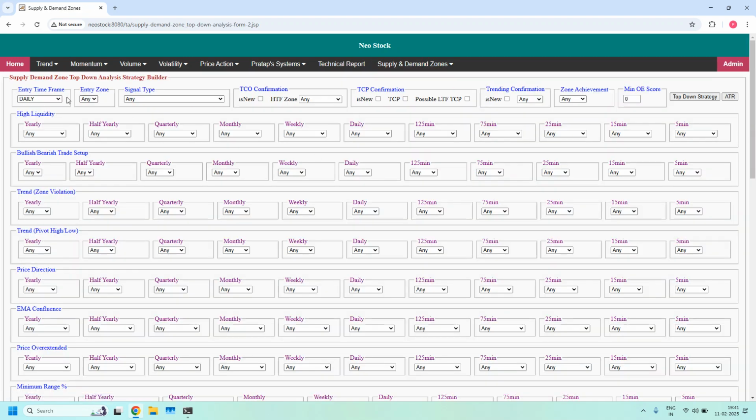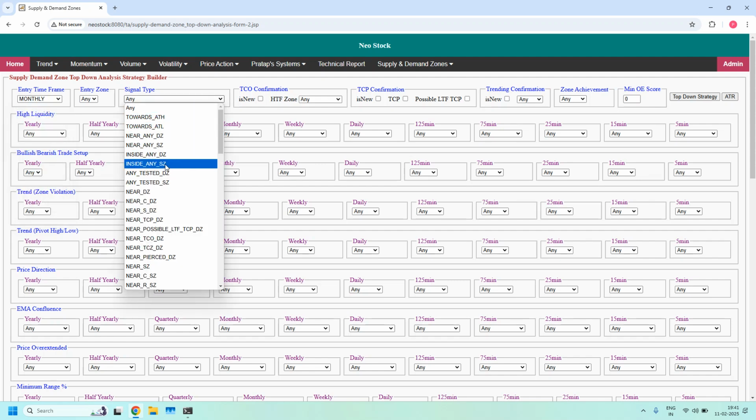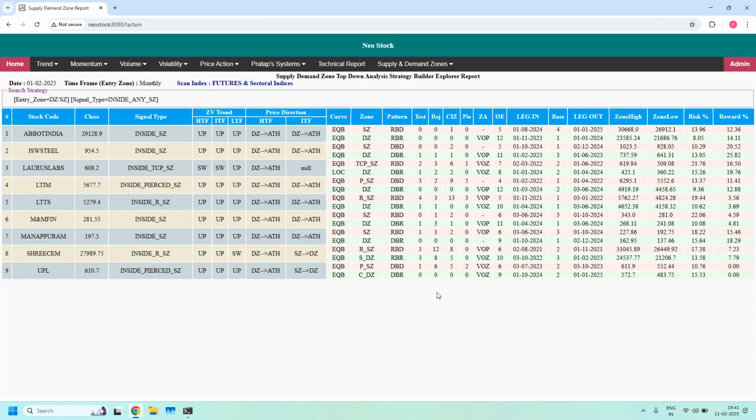Next, monthly time frame, price closed inside the monthly supply zone. We got 9 stocks. Out of these 9 monthly supply zones, how many are having monthly EMA Confluence? Let us verify.